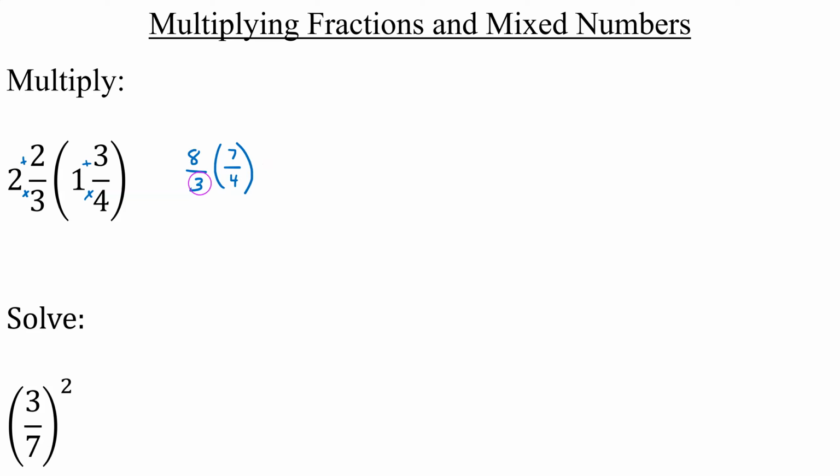I see that 8 over 3, I could simplify that into 2 times 4 over 3. And then 7 over 4, I can't simplify that any further. So 4's cancel. 2 times 7 is 14 over 3. Generally, you don't want to leave your answer as an improper fraction, though. So we see that 3 goes into 14 4 times, and 4 times 3 is 12. We had 14, so we have 2 left over out of 3, so 4 2/3.